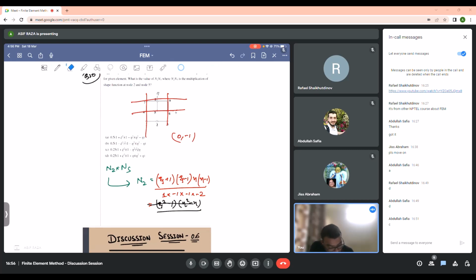To make it more positive, we can just write (1 minus xi square), times (eta square minus eta), divided by 2.